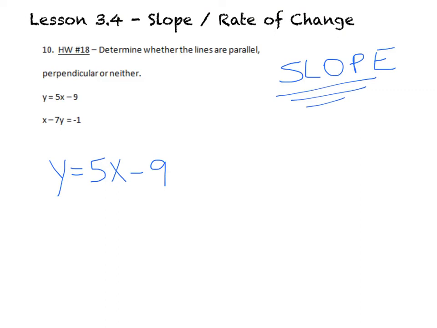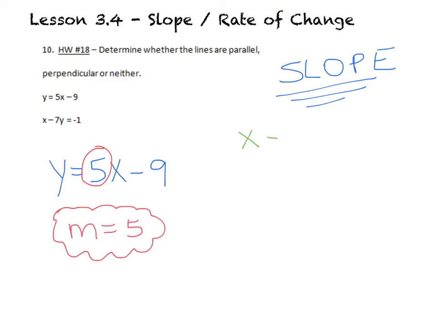Everybody on your paper, circle what the slope is. If you said 5, you're right. So the slope of this line is 5. Remember, the abbreviation for slope is m. Okay, that was easy. That was super easy. Remember, if y is by itself, then it's so easy. Let's look at the next equation. x minus 7y equals negative 1.